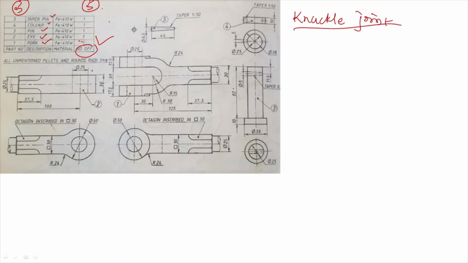Now you observe the components one by one. Let us go for the first, the fork. Now where is the fork? This is the fork. This is the front view and its top view. The clearance is just like a U shape here. Now the clearance, you just check out.